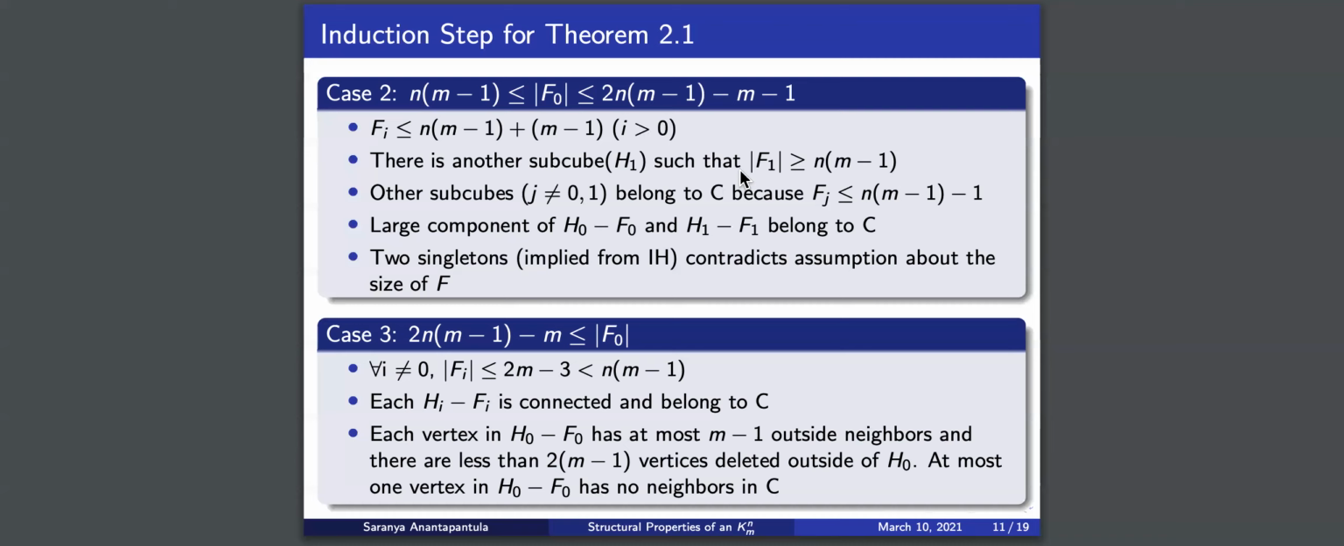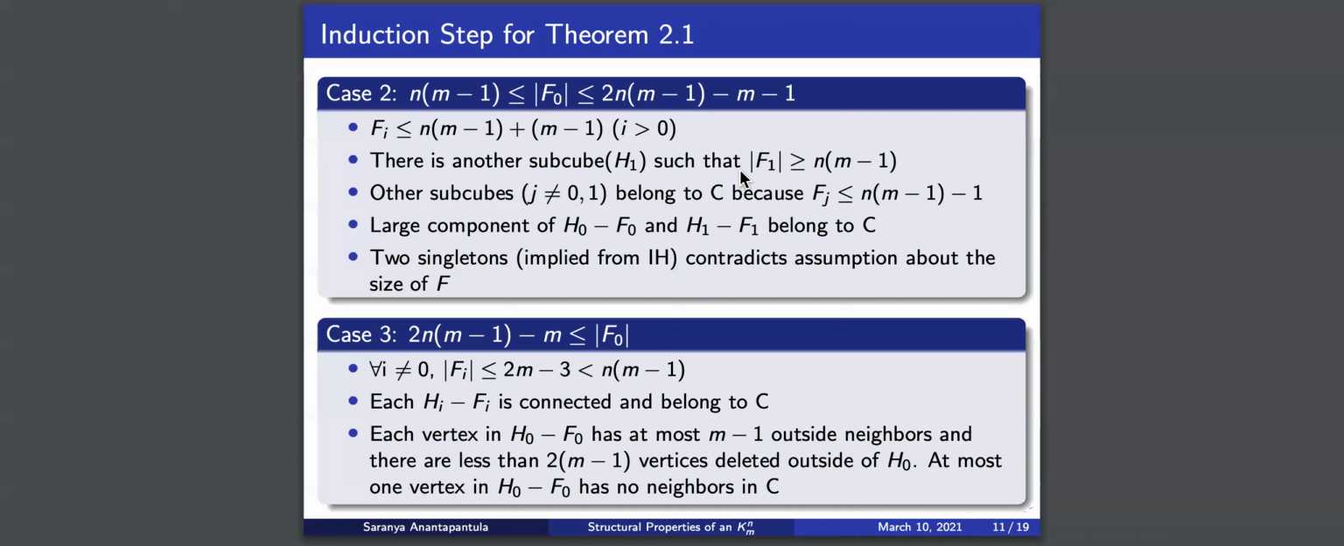because that would mean we deleted at least 2 times n plus 1 times m minus 1 minus m vertices, which contradicts the assumption on the size of f. Thus, there is at most one singleton, and that concludes case 2.